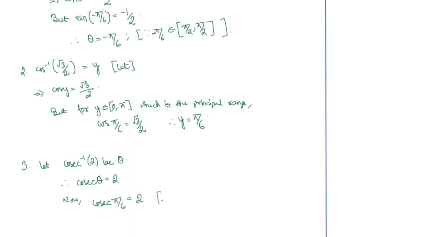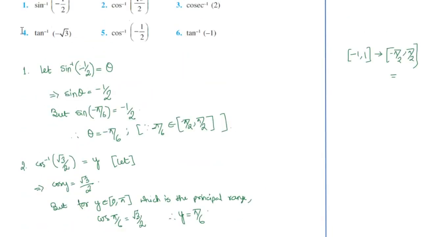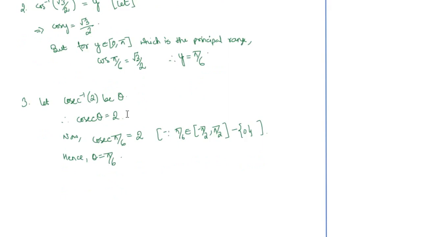Okay, you are going to argue that pi/6 belongs to -pi/2 to pi/2 excluding 0. Okay, hence theta is equal to pi/6. That's the answer. Coming to the next question, it is said that find tan inverse -√3.